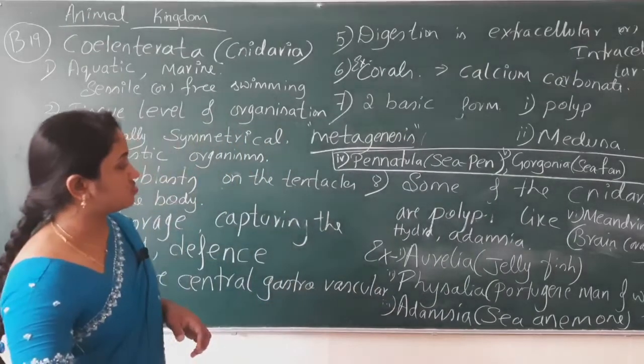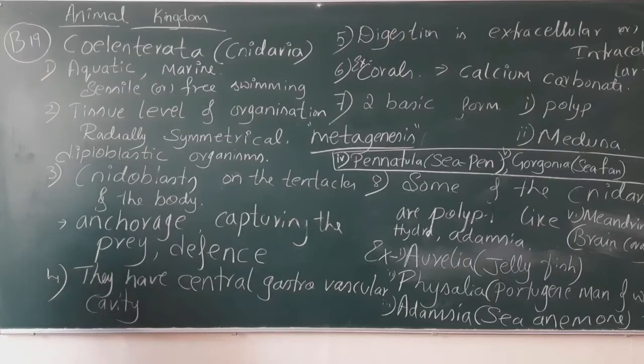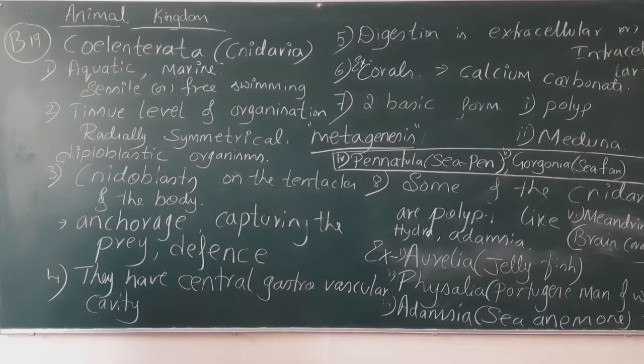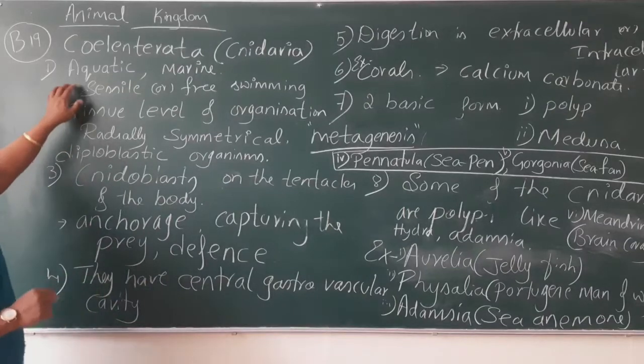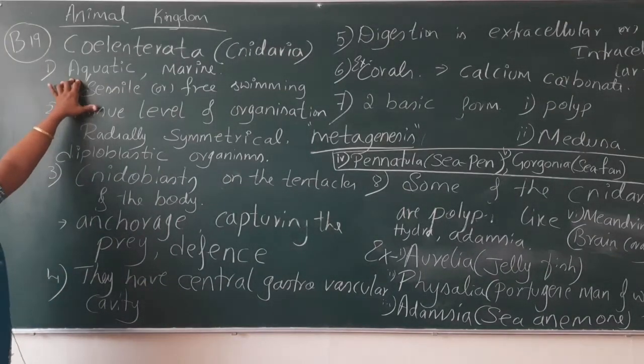Okay, so this is all about the phylum Coelenterata or Cnidaria. Okay, so let me complete this. Let me revise these characters one more time. The characters are as follows. Still I have to draw the diagram. Don't miss the diagram. So the first one is, they are aquatic ones.